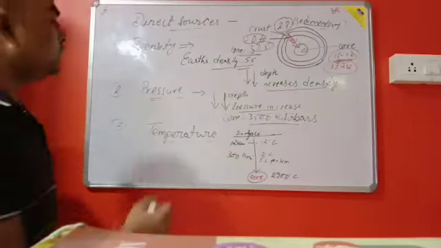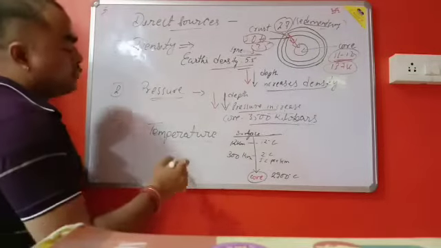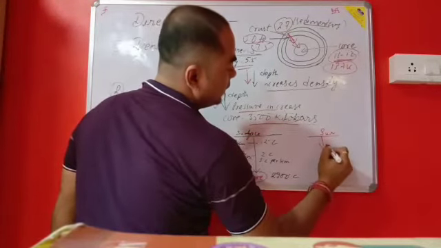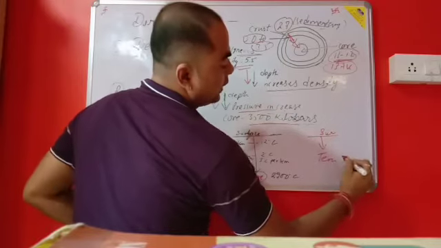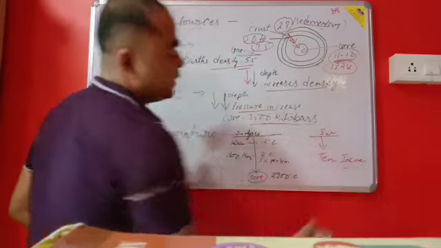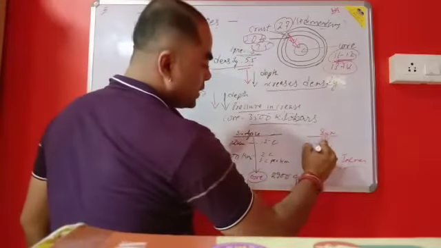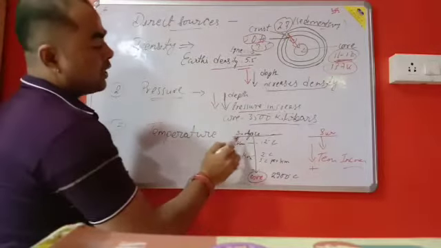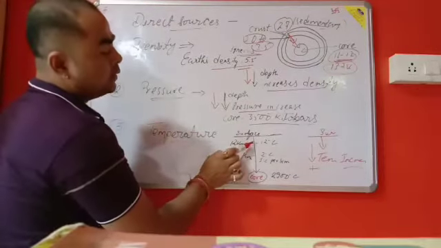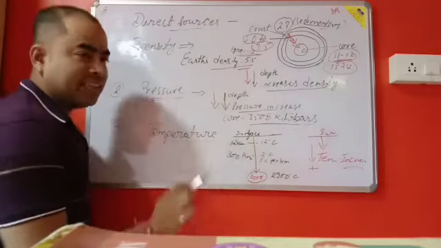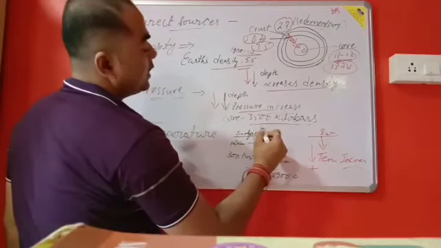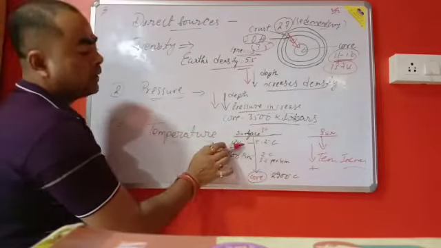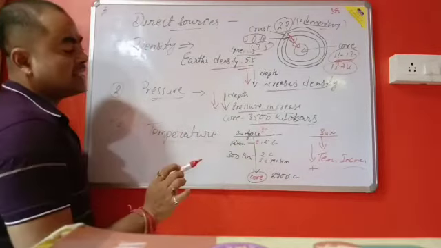Now let's talk about the temperature. In the same way, as you go inside the earth, suppose this is the surface, the temperature increases. As you go more inside the earth, the temperature increases. Up to 12 kilometers from the surface, the temperature increases by 10 degrees Celsius. Suppose it is 30 degrees at the top, here it will increase up to 40 degrees.